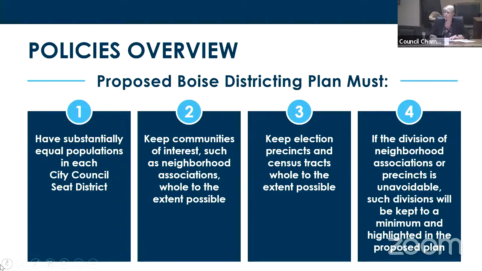In addition to the ordinance, the council has also adopted policies to help guide you in the process. Some of the requirements in the policies are the same as the statute and the ordinance. So again, substantially equal populations in each of the districts. Keep communities of interest like neighborhood associations whole to the extent possible. The same goes for election precincts and census tracts. And then if you do end up having to divide some of those neighborhood associations or precincts, we ask that you keep that to a minimum and then highlight that in the map so the public is able to see that.